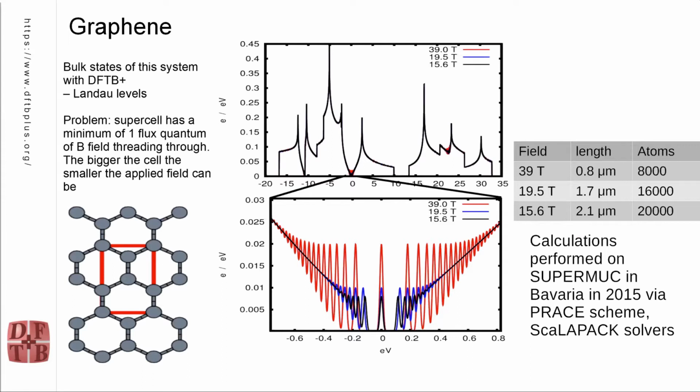So if you want to drop down to experimentally accessible fields, you need to have simulations, even in two-dimensional materials, that are well over 20,000 atoms or so. So this was a simulation for about 12 hours on a few thousand processors on the SuperMUC system, using somewhat elderly solvers. We can do a bit better these days.